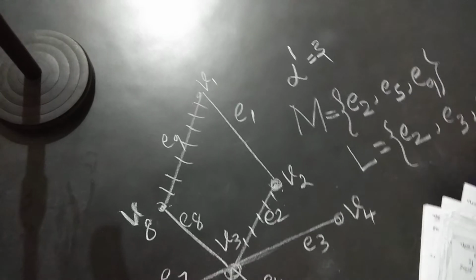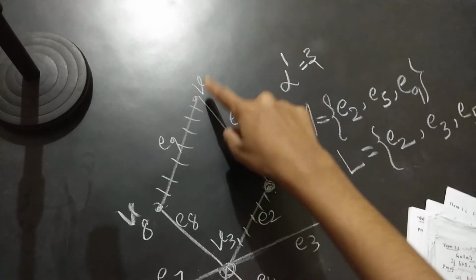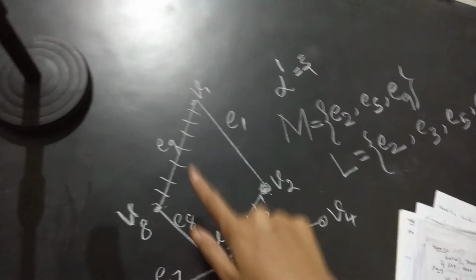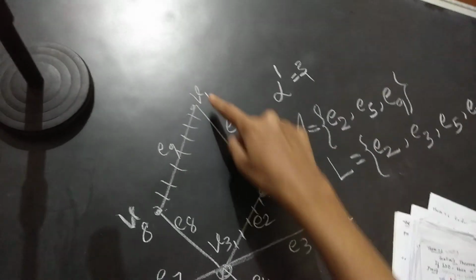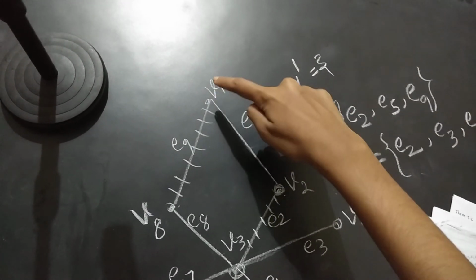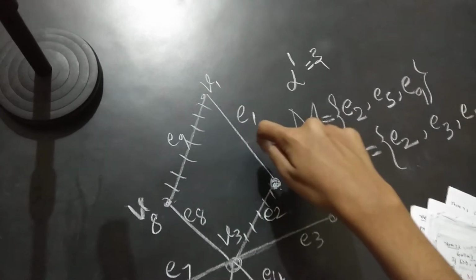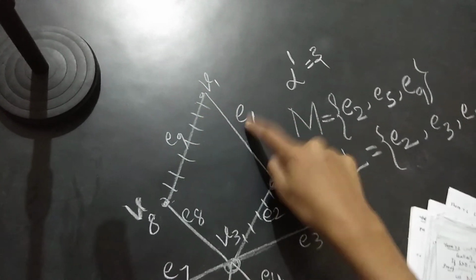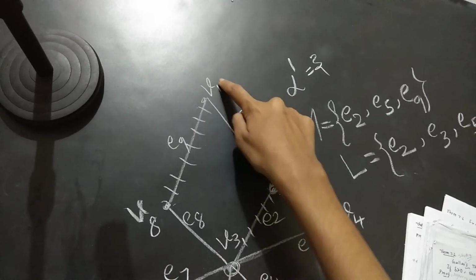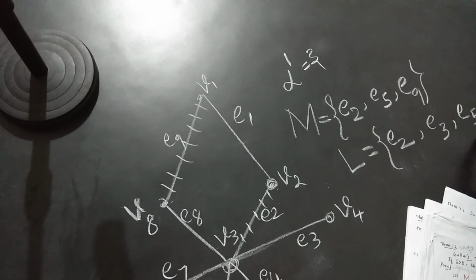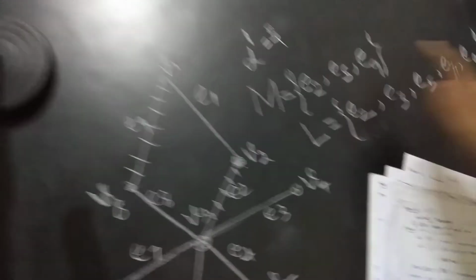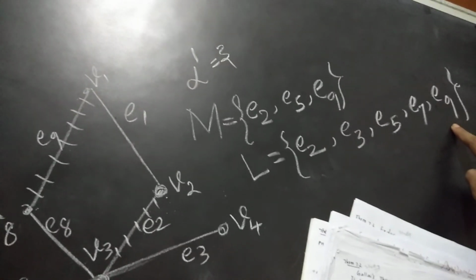This is the edge covering, so you have to check the vertices. If it is a vertex covering, you have to check the edges. This is edge covering, so I'm checking vertices. The first vertex is V1. From this vertex V1, two edges are going, right? E9 and E1. At least one edge incident on this vertex V1 should be present in this L. Here you have E9, right? So the vertex V1 satisfied the condition.